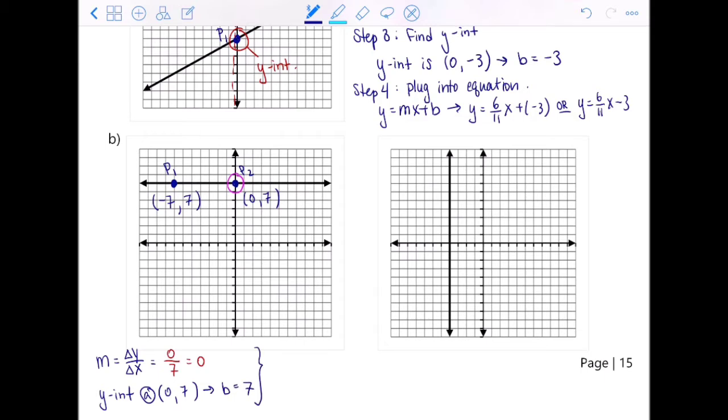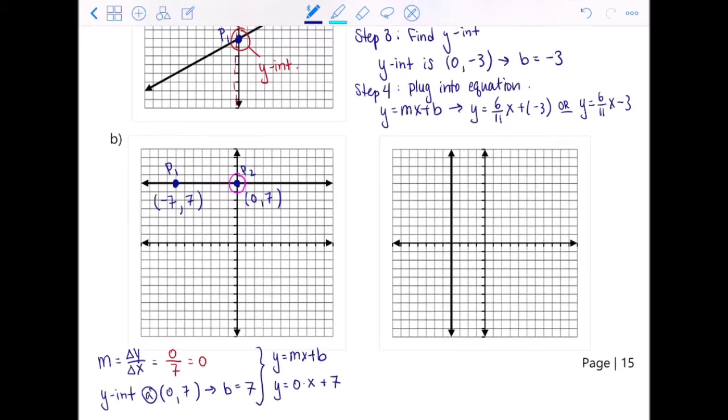Fourth step is to plug these values into the equation y equals mx plus b. Y equals, slope is 0, and then b is positive 7. Notice that 0 times x is 0, so we're left with just 7 on the right-hand side. So y equals 7.